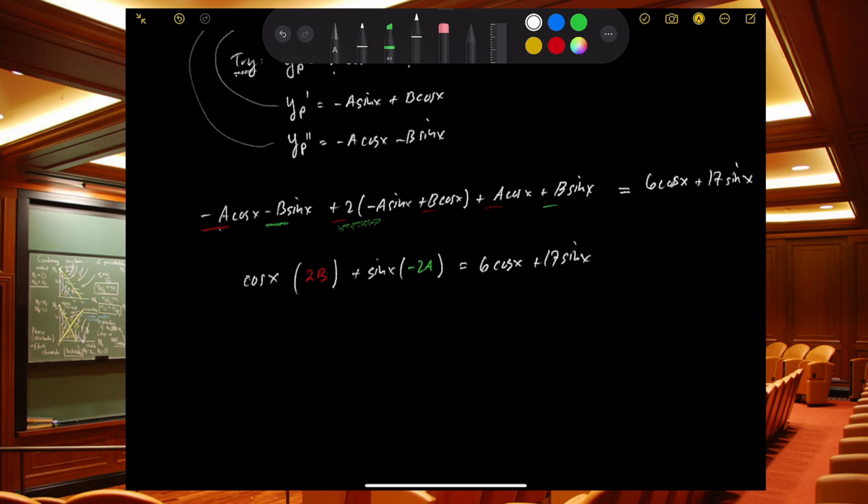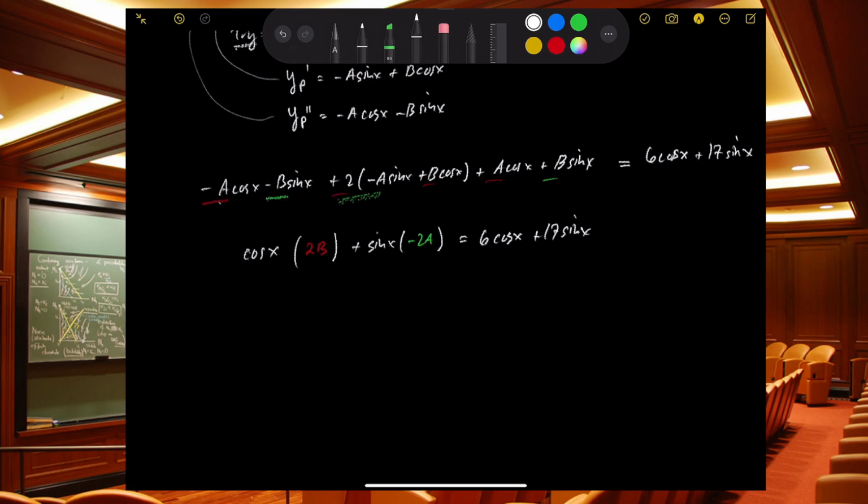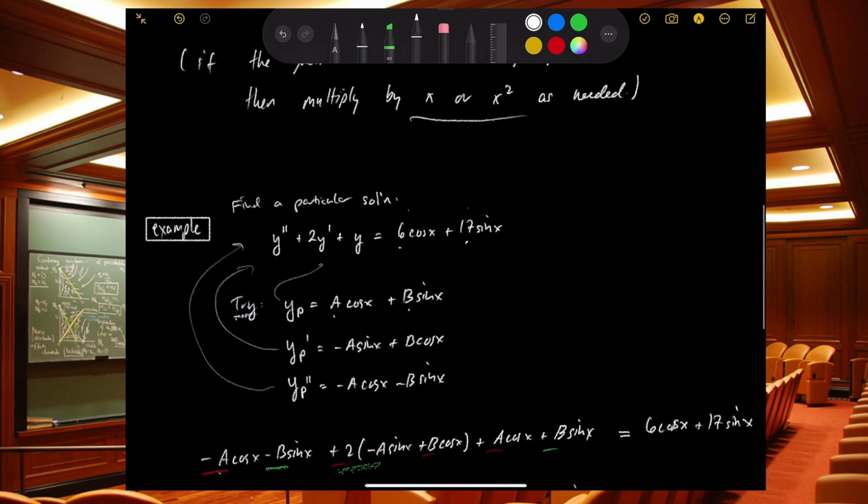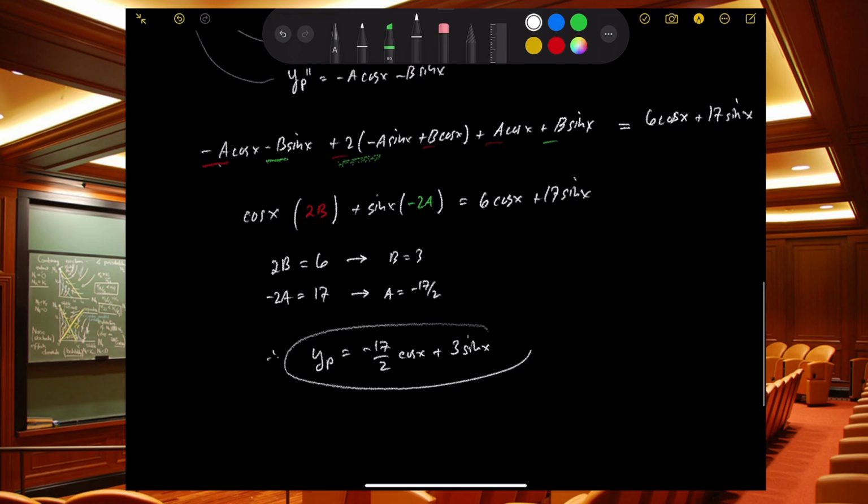This one actually worked out pretty nicely because what do we see here? All right, so this must mean that 2b has to equal 6 and that negative 2a has to equal 17. At worst case, you'd get a system of equations where you have to find what a and b are. Here it worked out pretty nicely. So it turns out that b equals 3 and a equals negative 17 over 2. Okay. So then our y sub p, our y particular, is negative 17 halves cos x plus 3 sine x for this equation. So this is how this works in general.